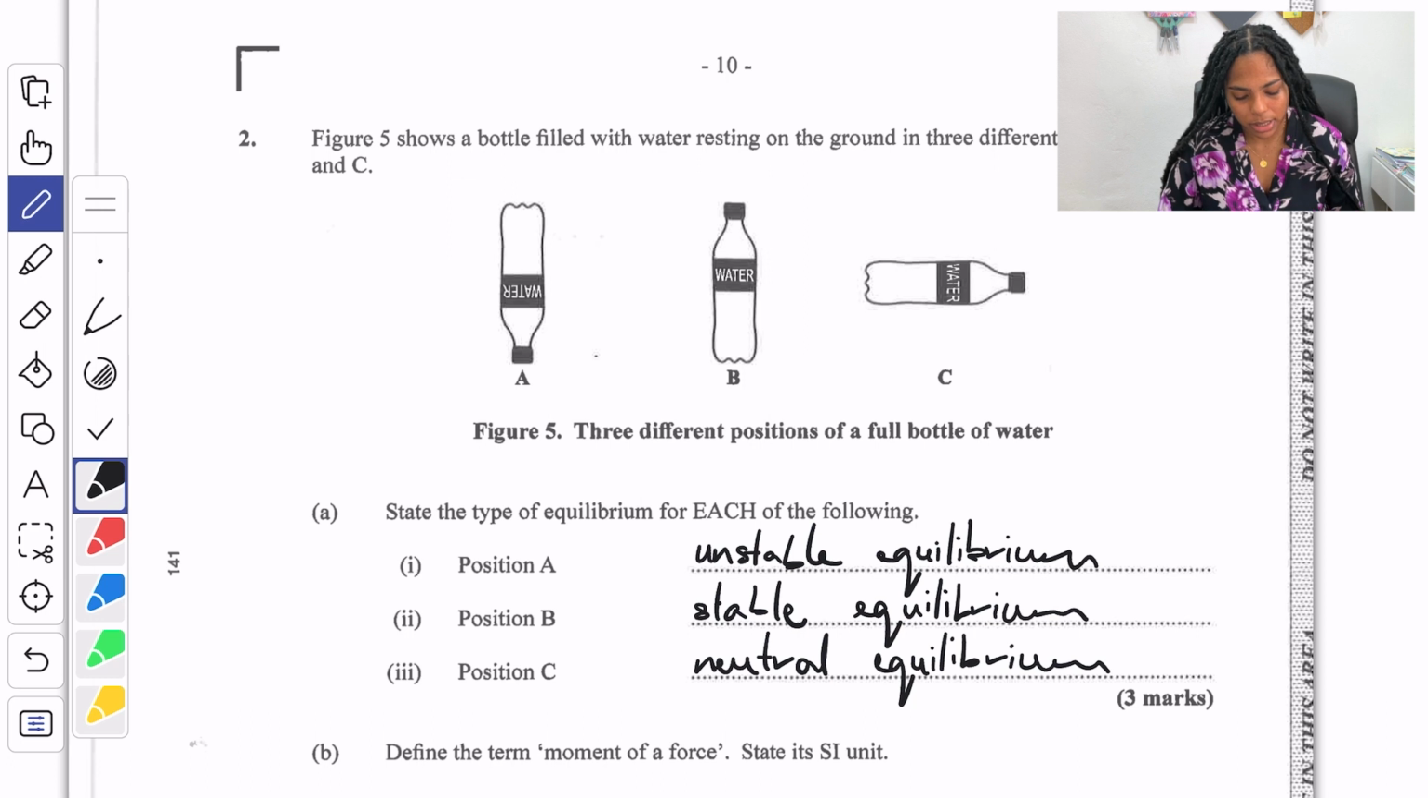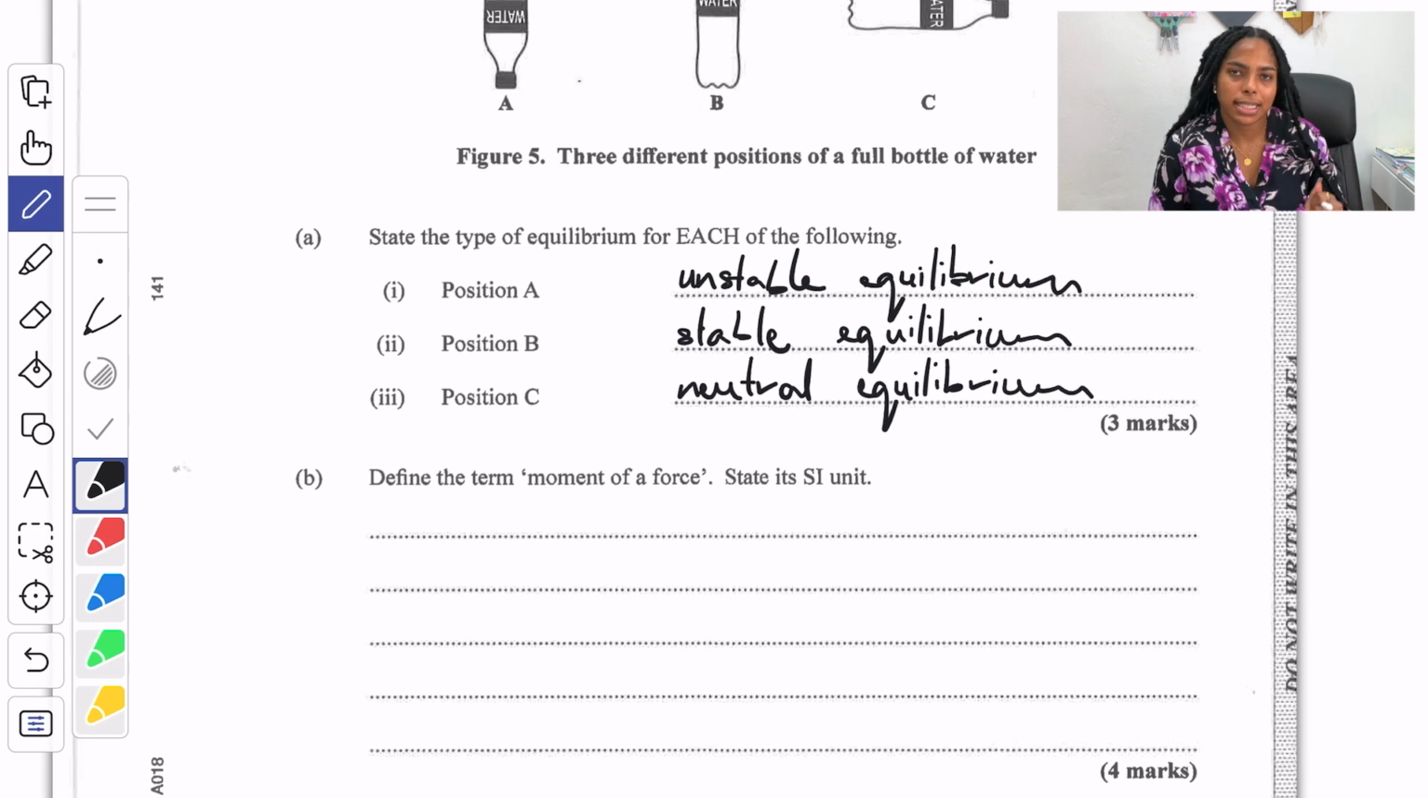Now describe the term moment of a force and state its SI units, and they're giving us a whole 4 marks, so we want to be as comprehensive as possible. I'm going to say the moment of a force is the turning effect of a force. I'm also going to give the formula. I'm going to give it in words and in symbols, and I'm going to state the units so I'm sure that I'm covered.